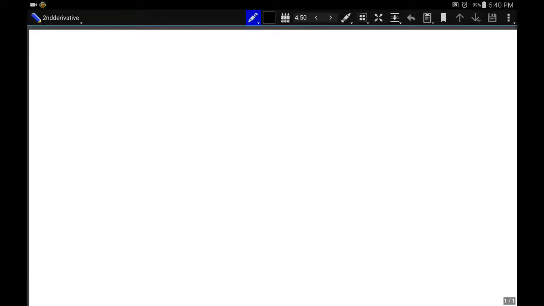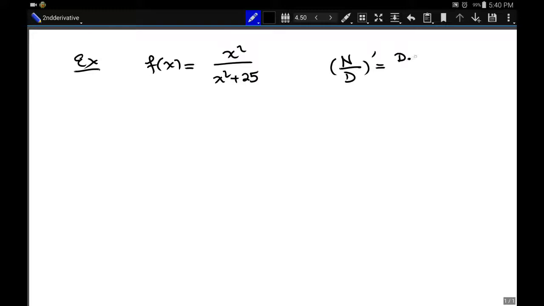Hi guys, I would like to discuss a problem of finding the interval of concavity. The function I have is x squared over x squared plus 25. I will use the quotient rule. Remember that (n over d) prime is d times n prime minus n times d prime, divided by d squared. So I will use this quotient rule to find the concavity of this function.